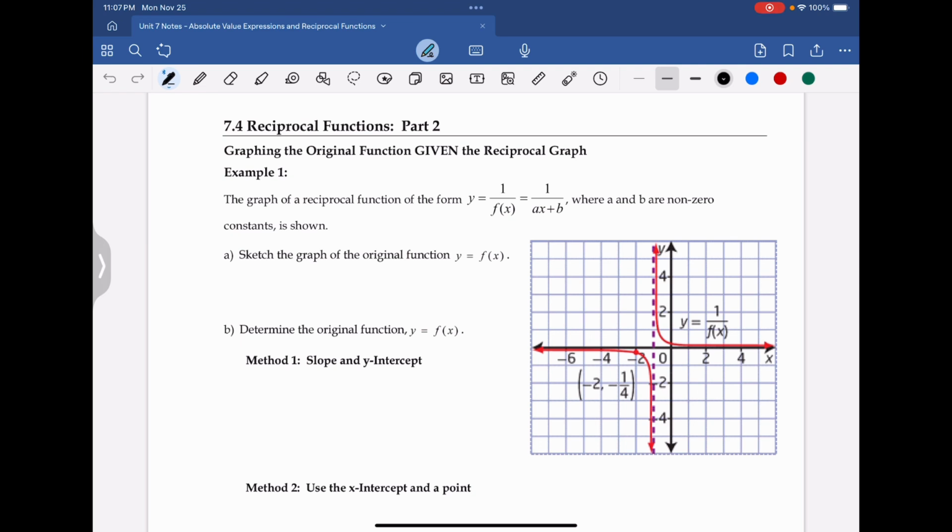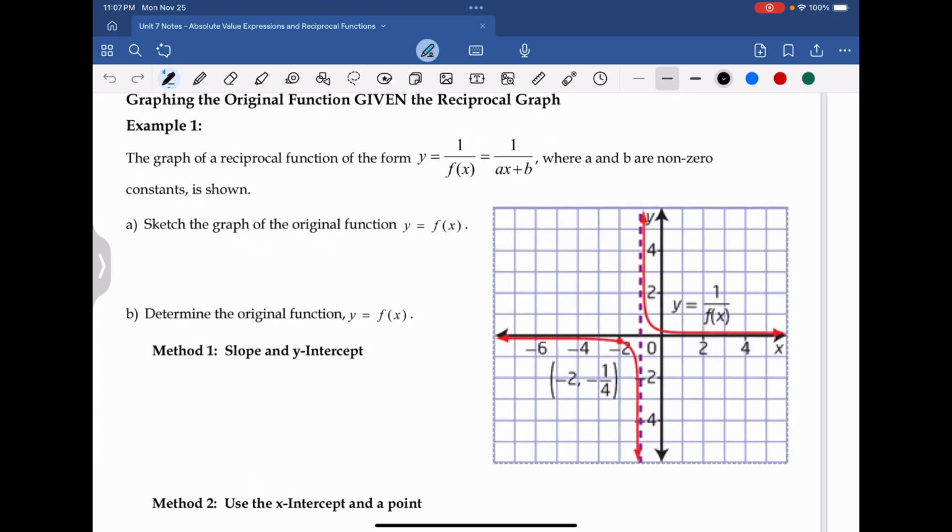Now, to sketch the graph of the original function, we're going to pull some interesting and unique characteristics off of the reciprocal that are used to build the original. Some of those characteristics are the following.